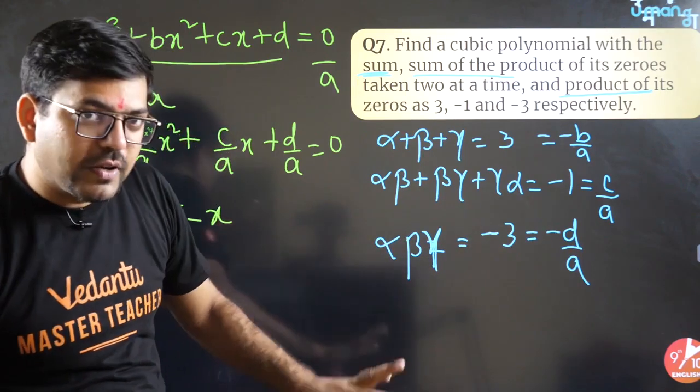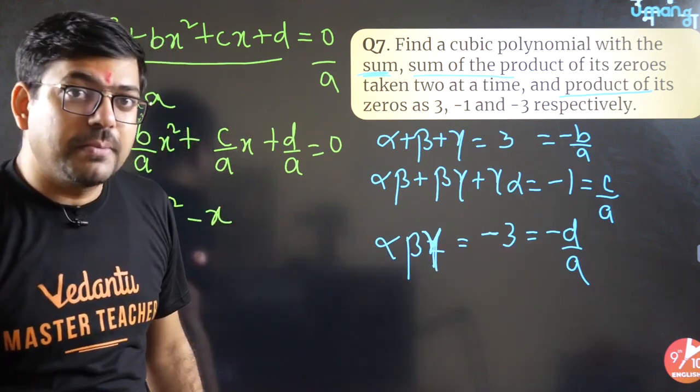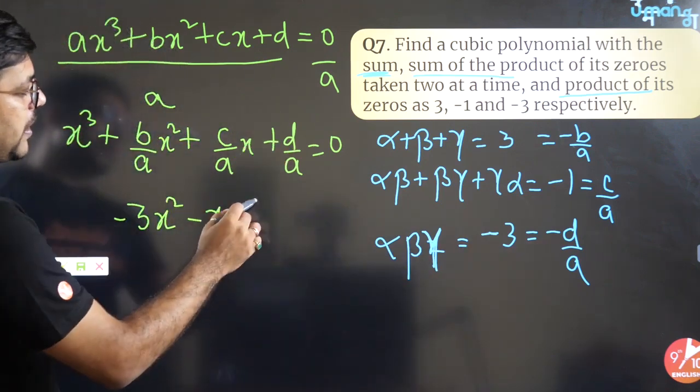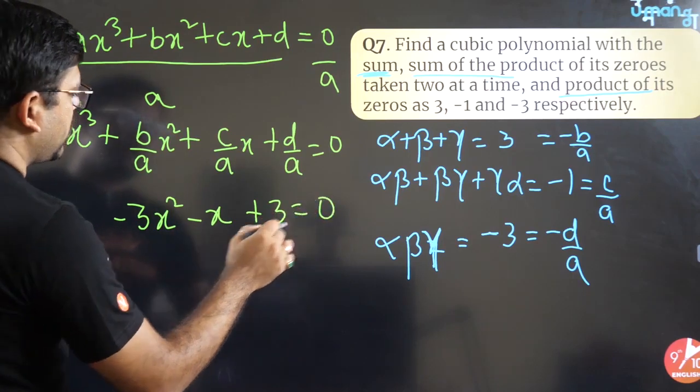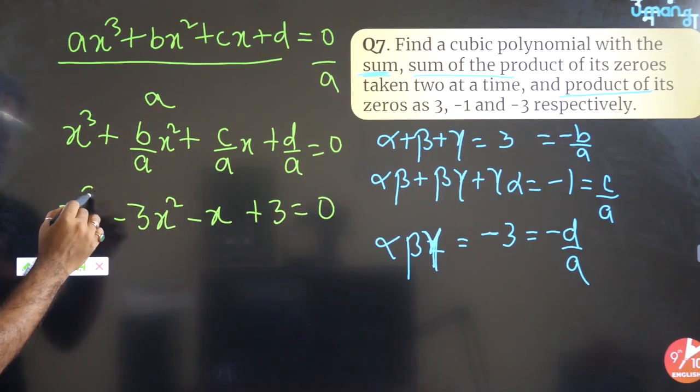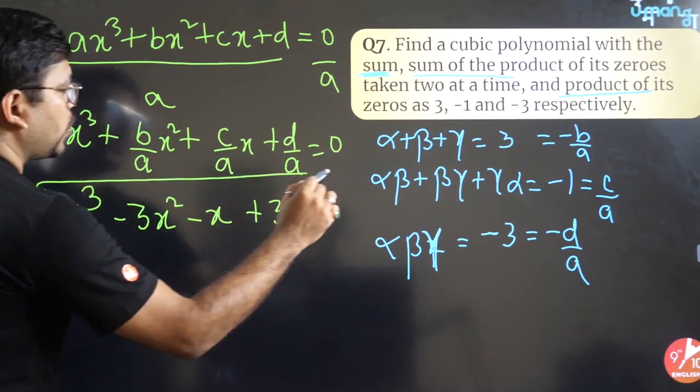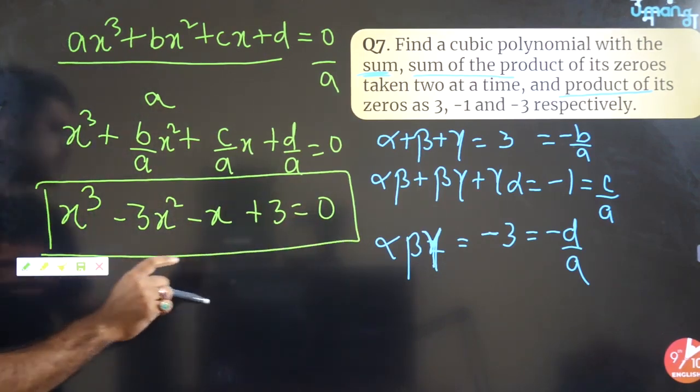Means minus and minus will go away, and d by a will come as plus 3. So d by a will come as plus 3 equals to 0. And the first one is already here, x cube. Don't you think that you got the answer so beautifully in just one line?